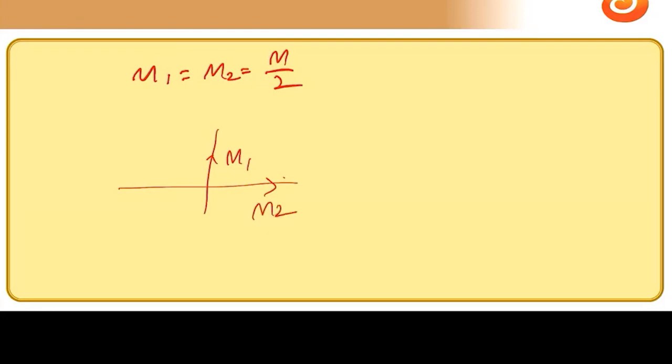There are two magnetic moments and of course M1 is equal to M2 is equal to M by 2 because they are cut into two parts. This is M1 and the other is M2 and they are perpendicular to each other. Therefore, the resultant magnetic moment, net magnetic moment is square root of M1 square plus M2 square.